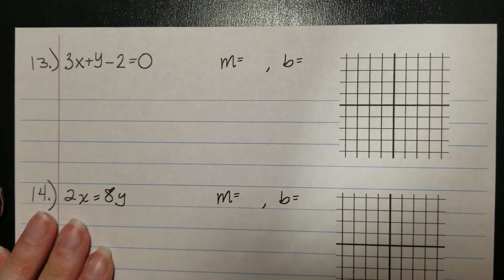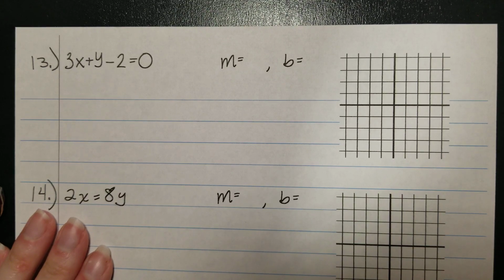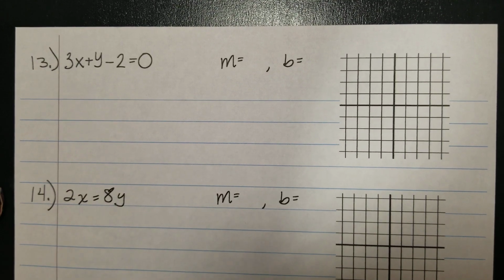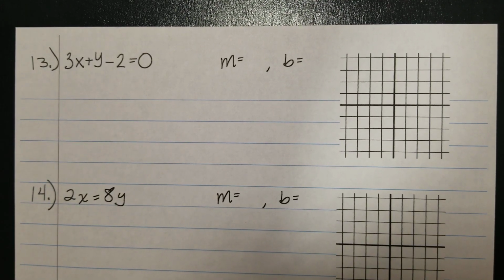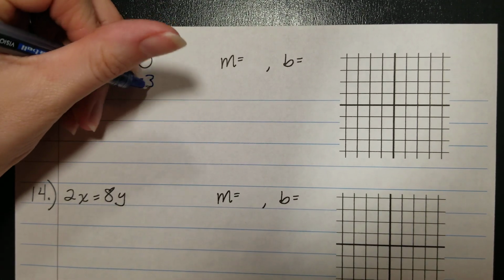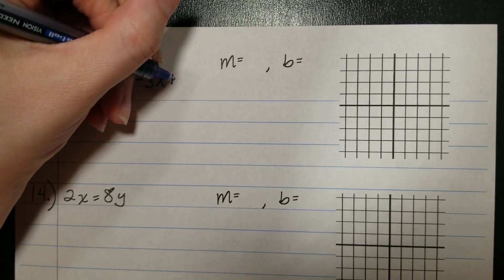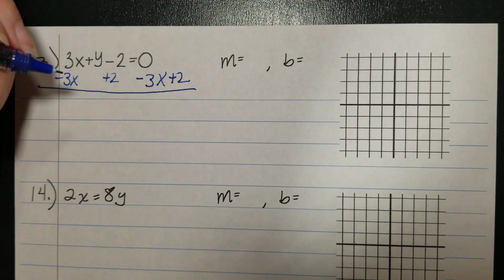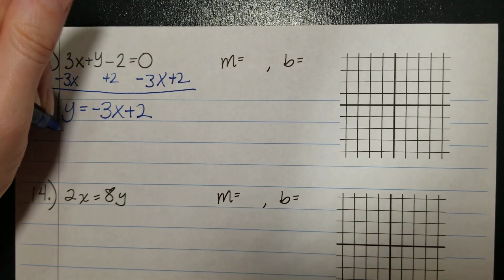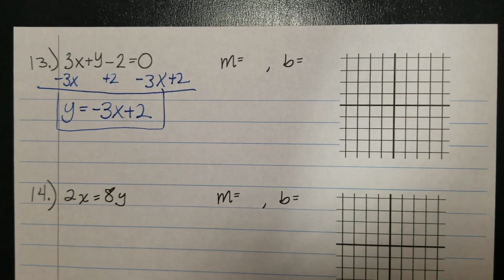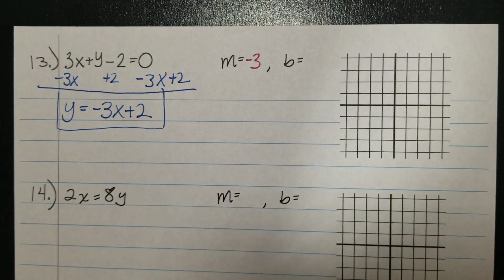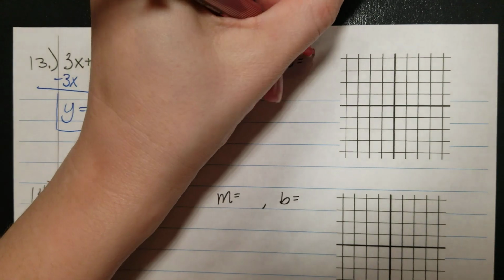All right, number 13. So in this case, my equation is not in slope-intercept form, so that's the first thing that I want to take care of. So I just need to get y by itself, basically. So I just need to subtract 3x from both sides and add 2 to both sides of the equation. So that would give me y equals -3x plus 2. So there's my slope-intercept form. So now I can see that my slope is -3 and my y-intercept is 2.